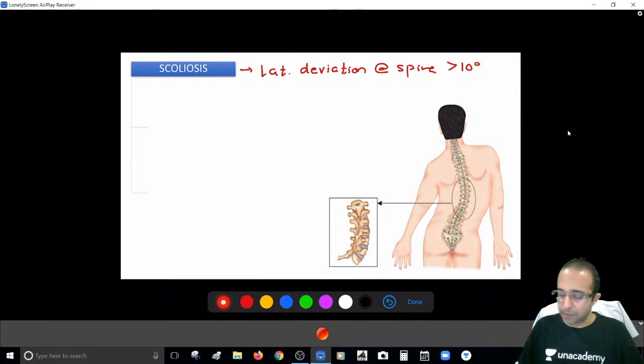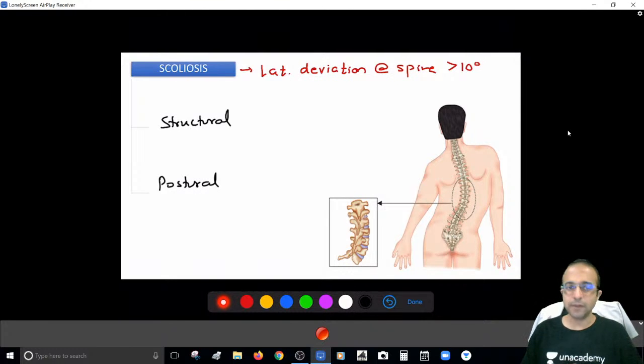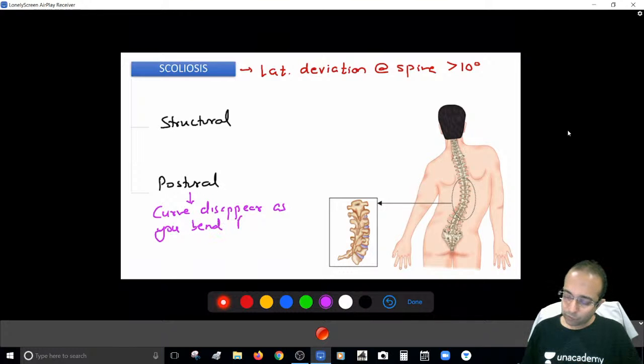Now, grossly speaking, scoliosis can be structural or postural. Even bad postures at times could lead to deviation in these curvatures. In postural scoliosis, the curve will disappear as you bend forwards. So you bend forwards, the curve disappears, that is the postural variety. That means all you need to go ahead with is postural corrections.